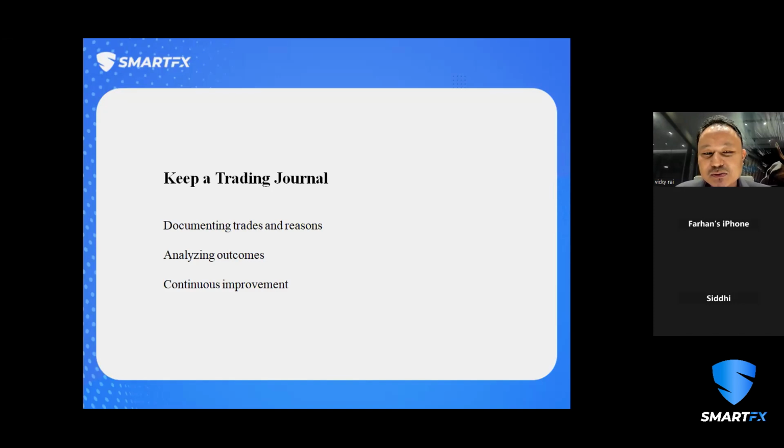So what I would advise, whatever I'm giving you or teaching you right now, try to implement that, and trust me, it will work like wonders. Keeping a trading journal, wonderful things. Documenting trades and reasons, analyzing outcomes, continuous improvement. If you ask any of the biggest traders in the world, they do this. They keep journaling, because we are in an age of huge technology. There's so much information available in the market with the tap of your finger, and we cannot keep everything in our mind.